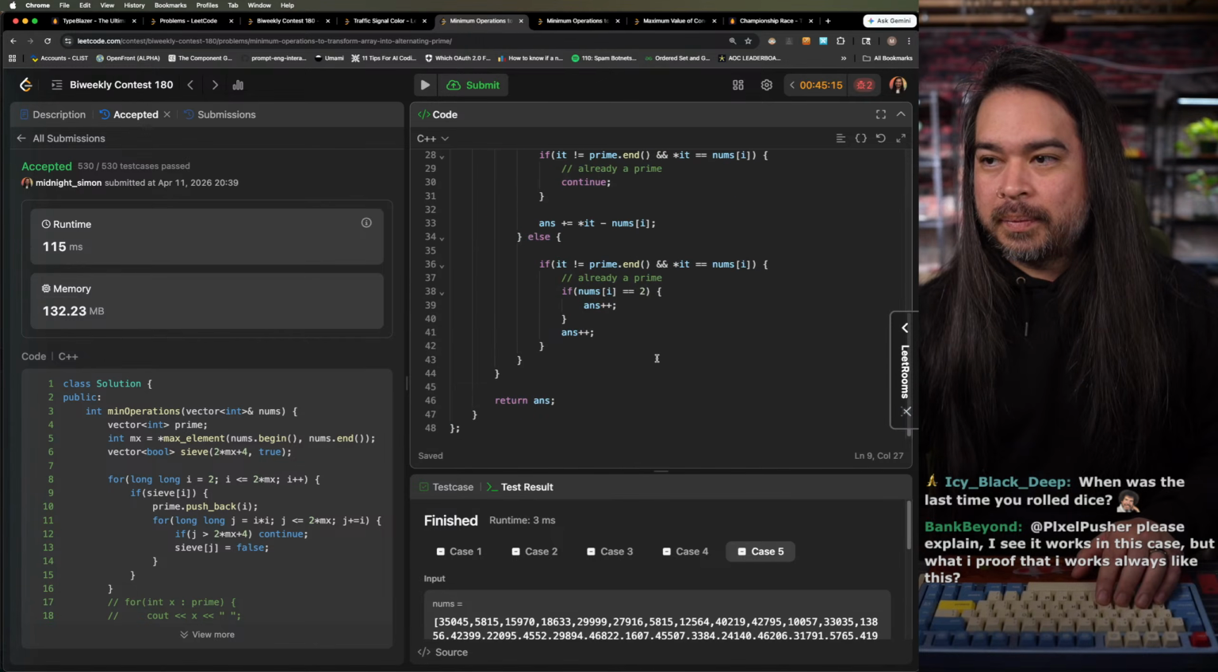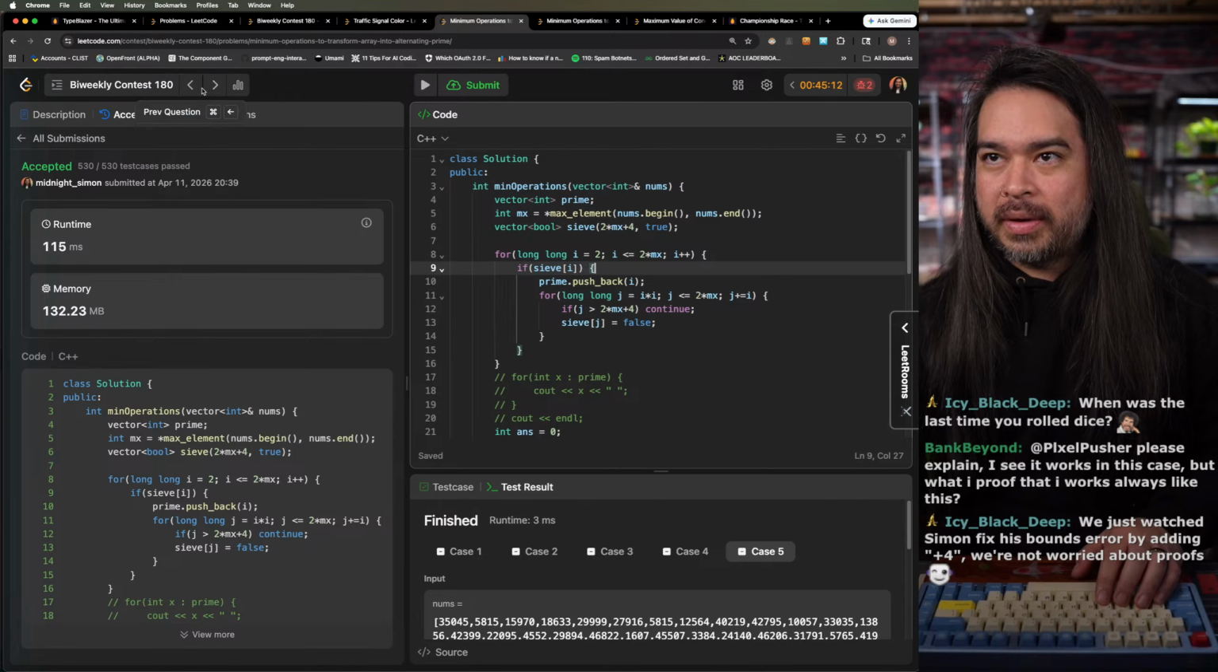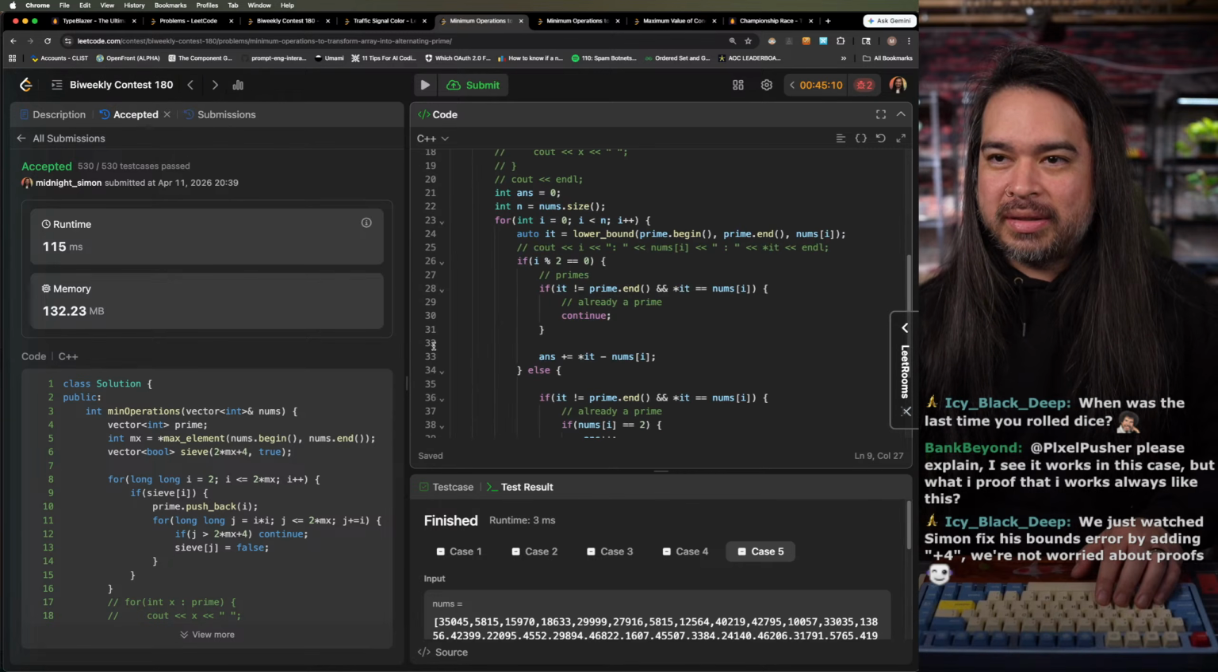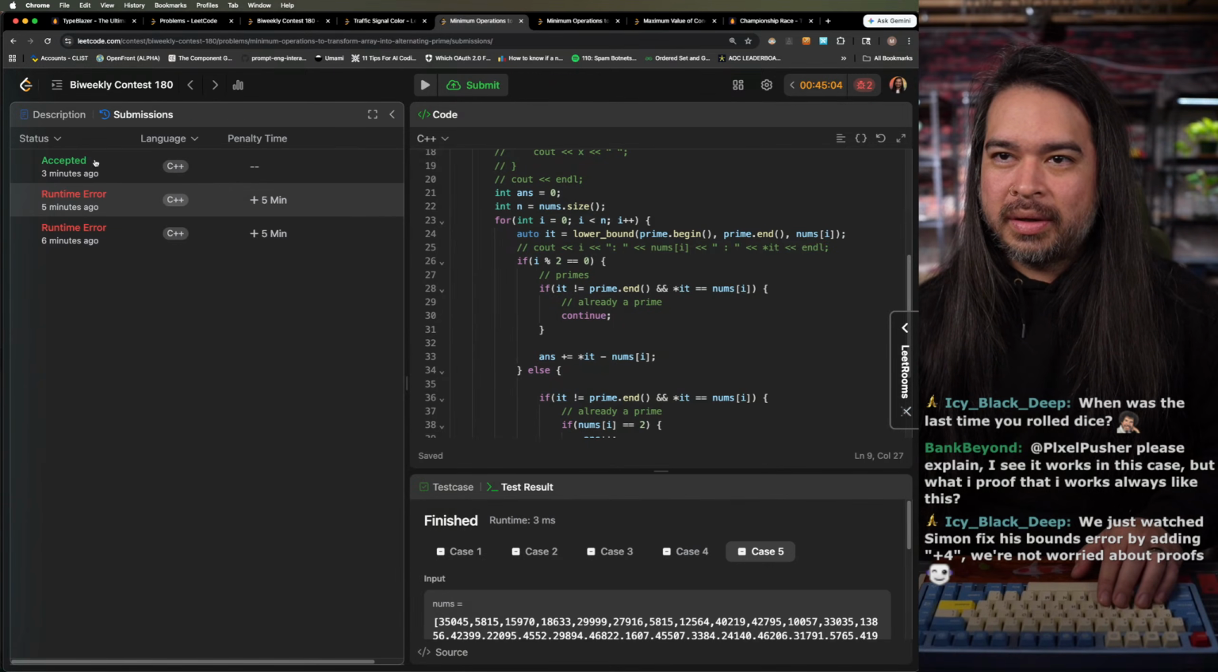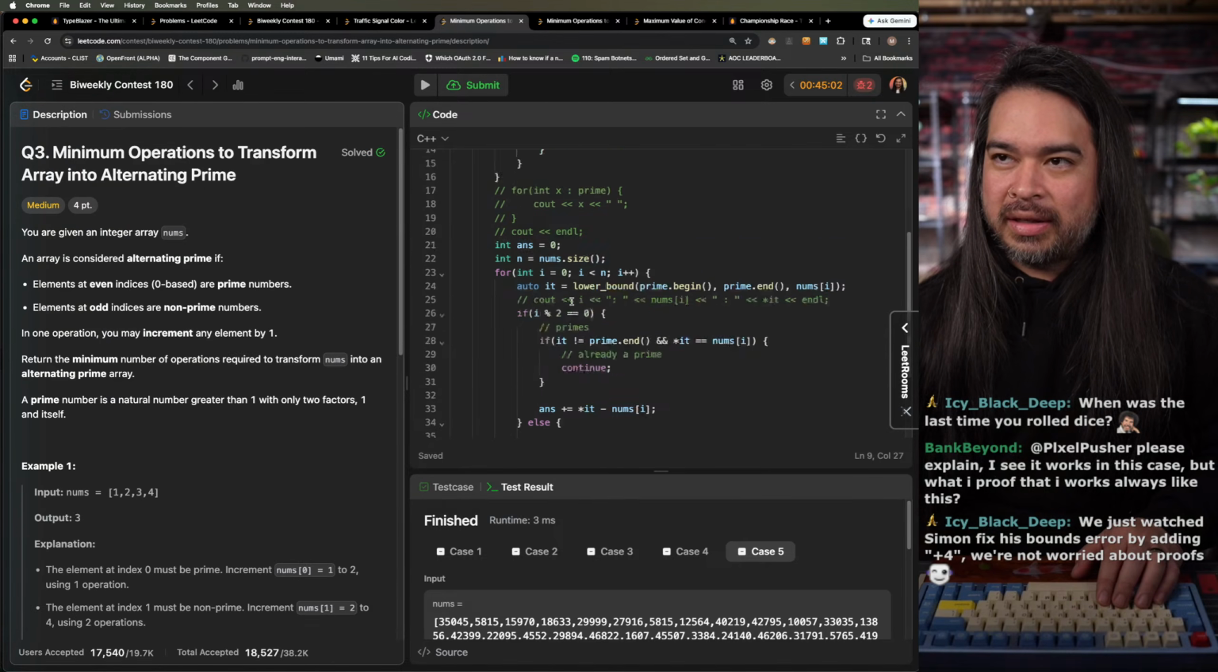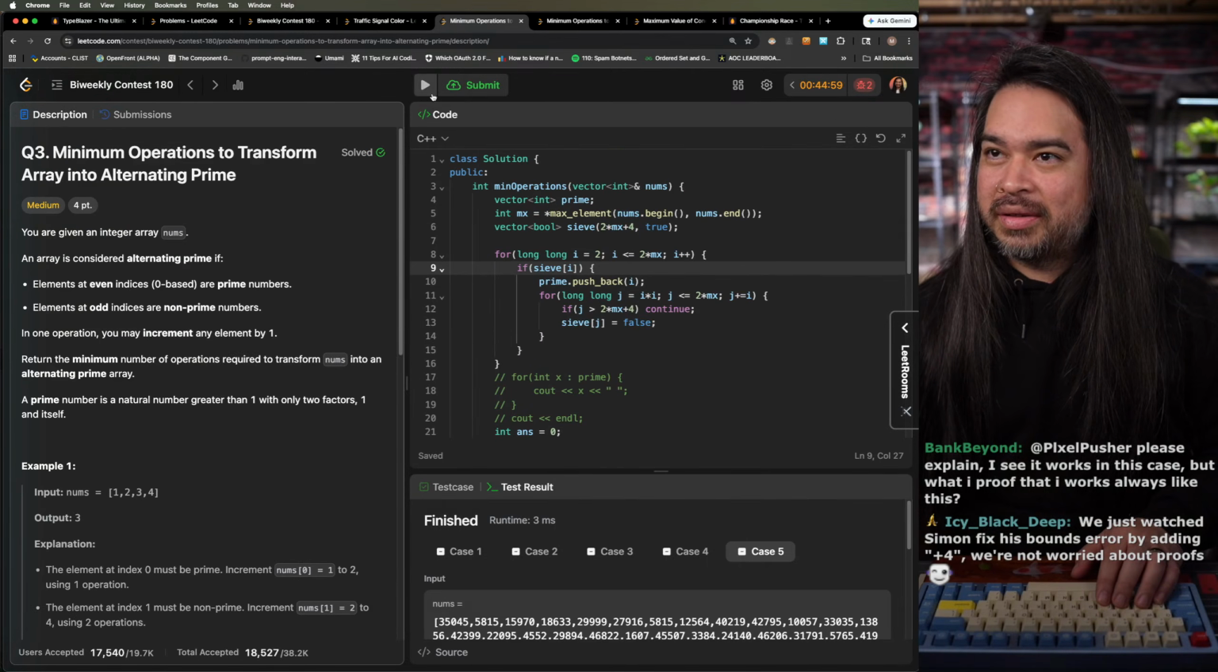Anyways, that's Q3 in that one. I think it's basically just checking our sieve, right? If you know that technique. All right, what's next?